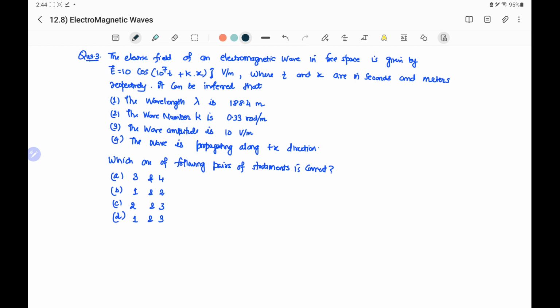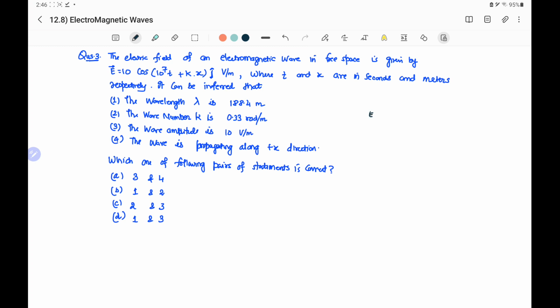Third question: the electric field of an electromagnetic wave in free space is given by E equal to 10 cos (10 power 7 t plus kx) j volt per meter, where t and x are in seconds and meter respectively. It can be inferred that wavelength is 188.4 meter, wave number is 0.33 radian per meter, wave amplitude is 10 volt per meter, and wave is propagating along the plus x direction. Which of the following pairs of statements is correct?